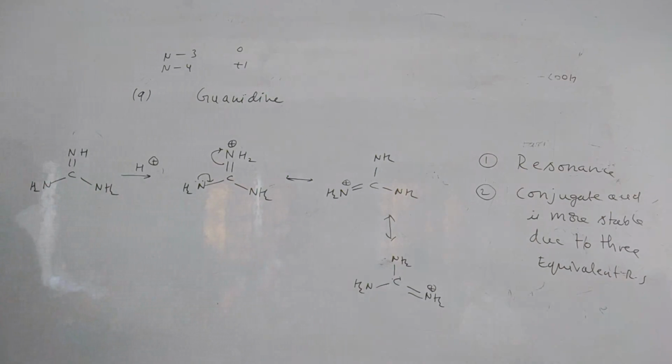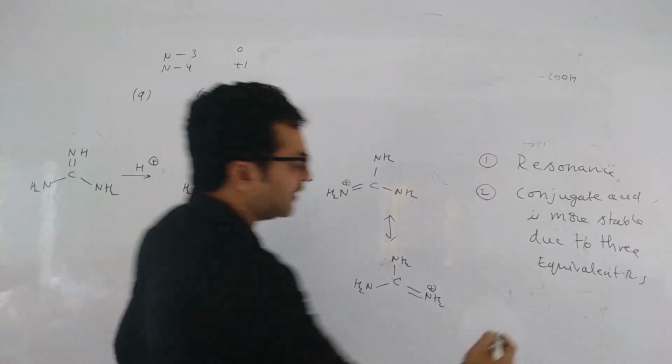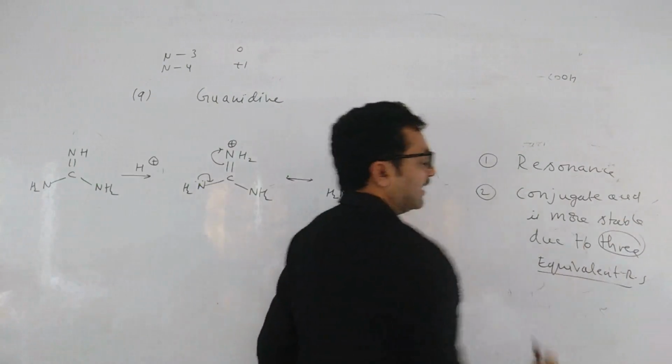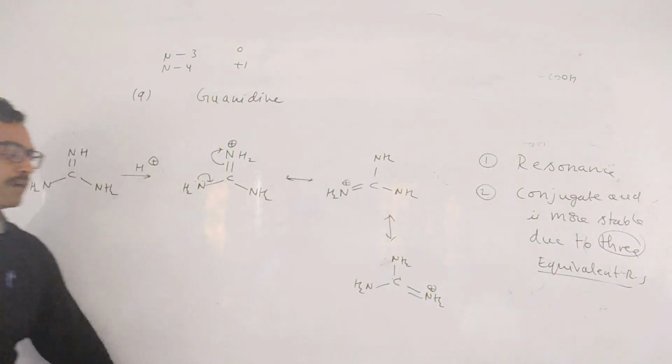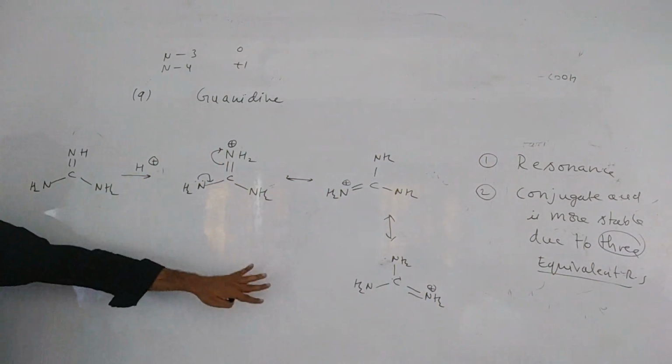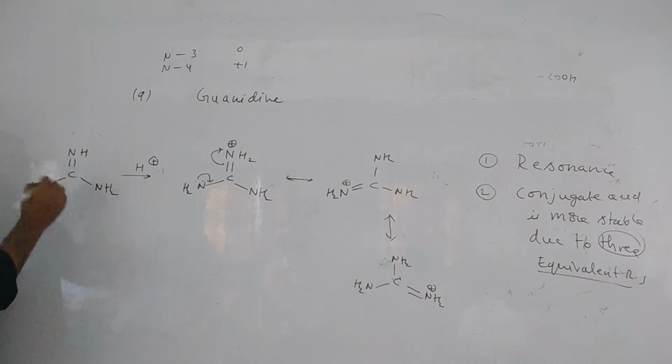Guanidine nucleus is more basic because the conjugate acid has 3 equivalent resonating structures. How many resonating structures will be formed? Here two types of questions can come. One is how many equivalent structures it can form. Second one, which is more protonated.